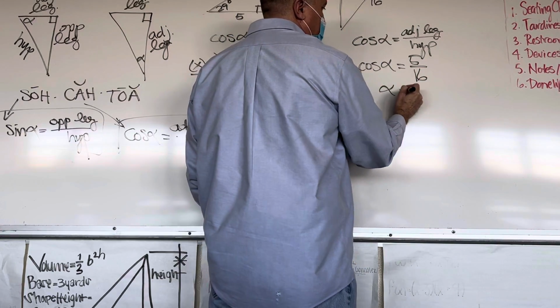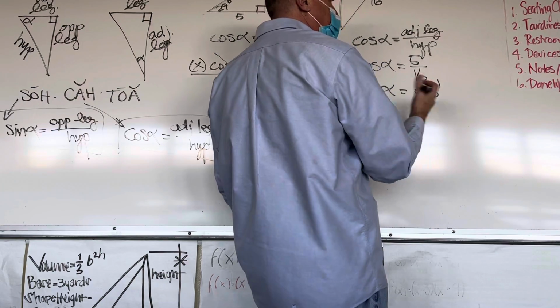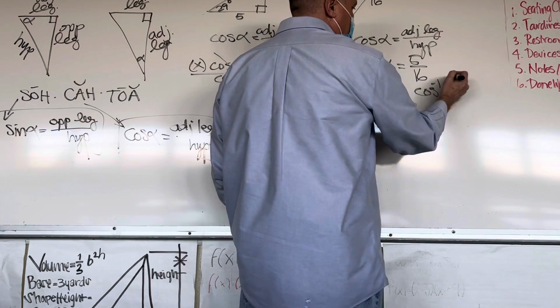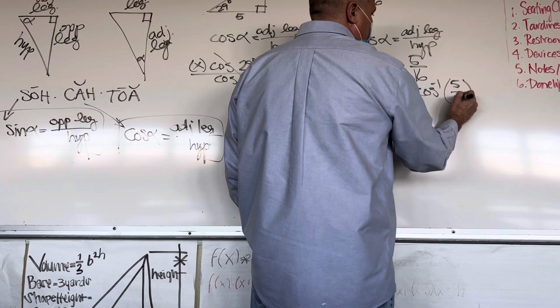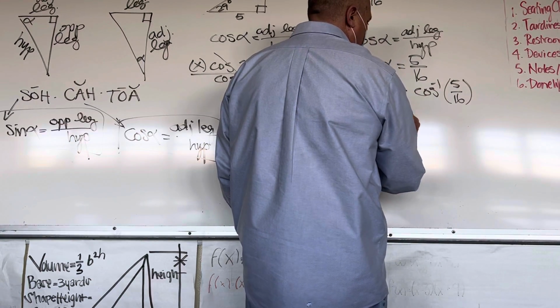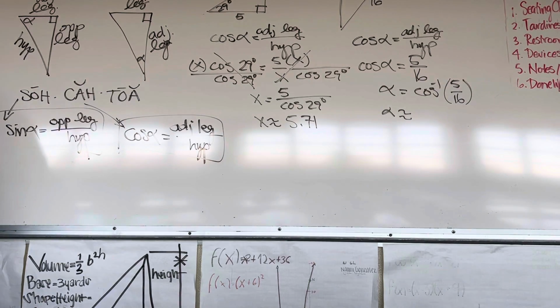We're going to put the alpha here, move the cosine over, and it gets a -1 on it because it's going to be a reverse cosine or arc cosine. And then you have 5 divided by 16, and see if you can plug that one in. Go, Natalie, try that one.